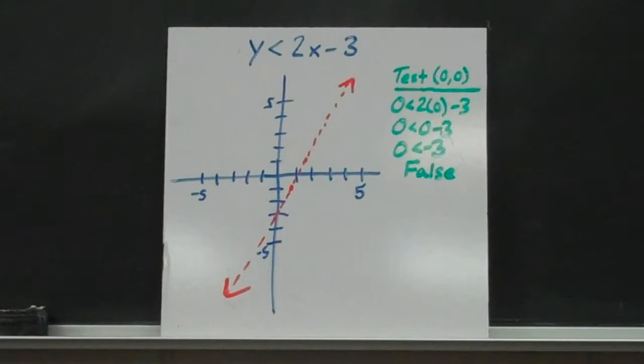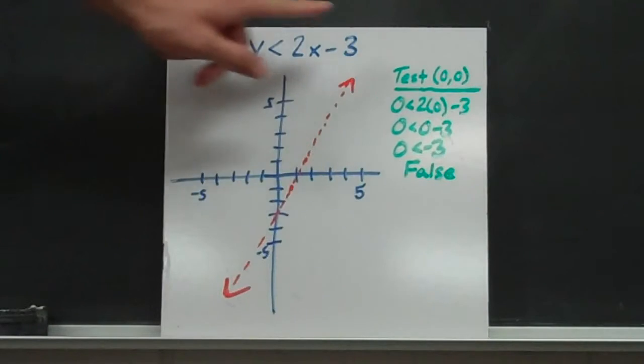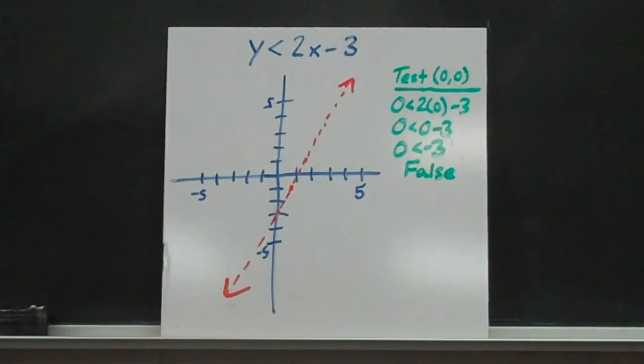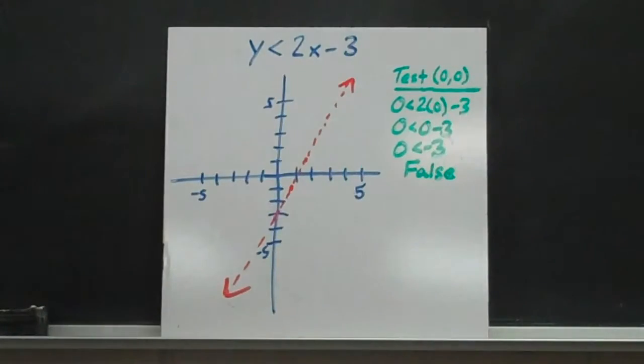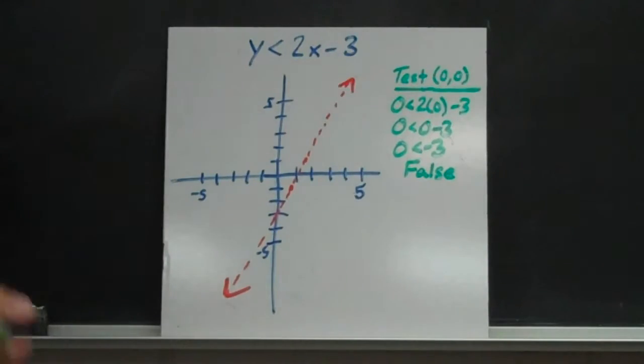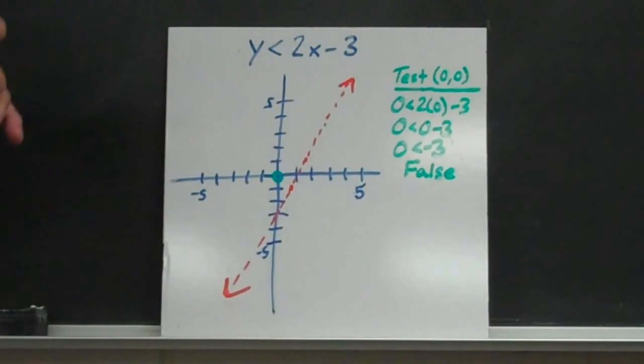we need to test a point. 0, 0 is typically the easiest point to test. When we test that point, we want to plug it back into the original inequality. 0 is less than 2 times 0 minus 3. 2 times 0 is 0. 0 minus 3 is negative 3, so we have 0 is less than negative 3. That's false. So we tested 0, and it did not work.